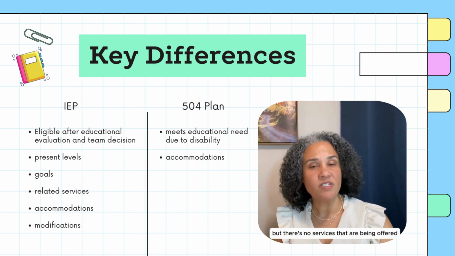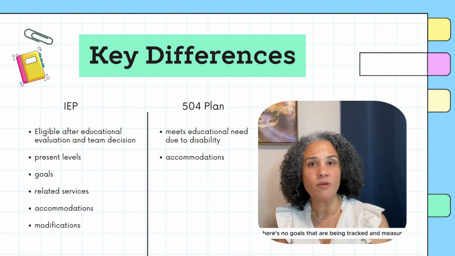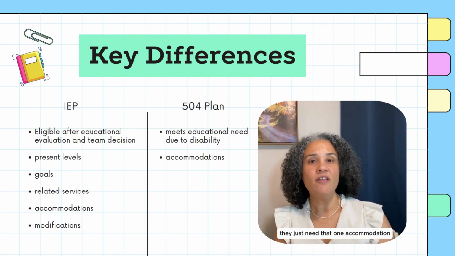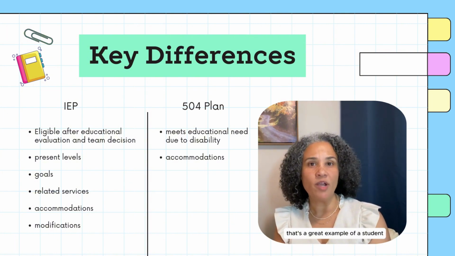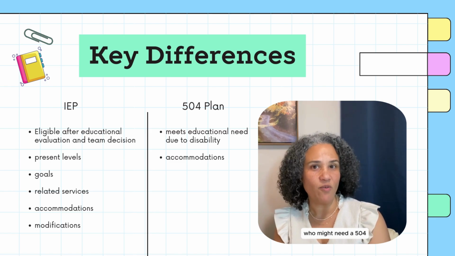But there's no services that are being offered. There's no goals that are being tracked and measured. They just need that one accommodation. That's a great example of a student who might need a 504.